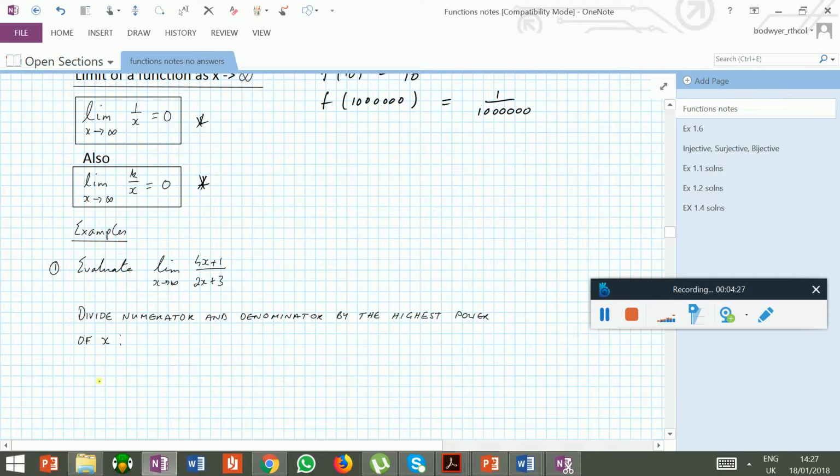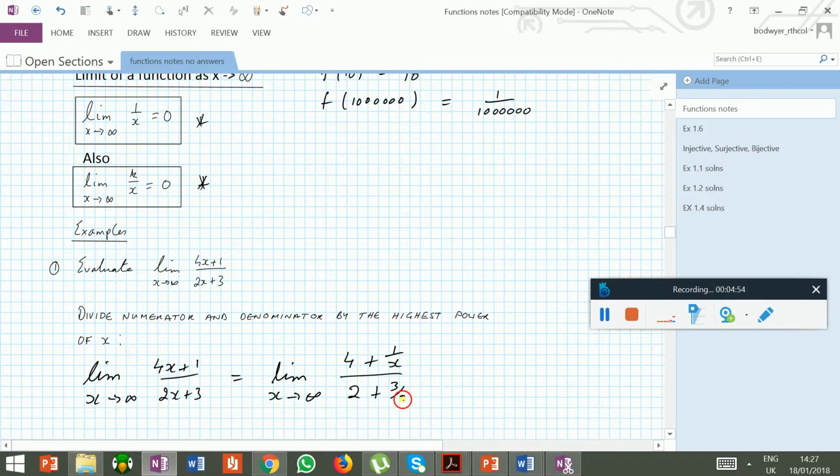So what we say is the limit as x tends to infinity of (4x + 1)/(2x + 3) is the same as the limit as x tends to infinity, and we're going to divide by x. So if I divide 4x by x, you get 4. If I divide 1 by x, I get 1/x. If I divide 2x by x, you just get a 2. And then if you divide 3 by x, you get 3/x.